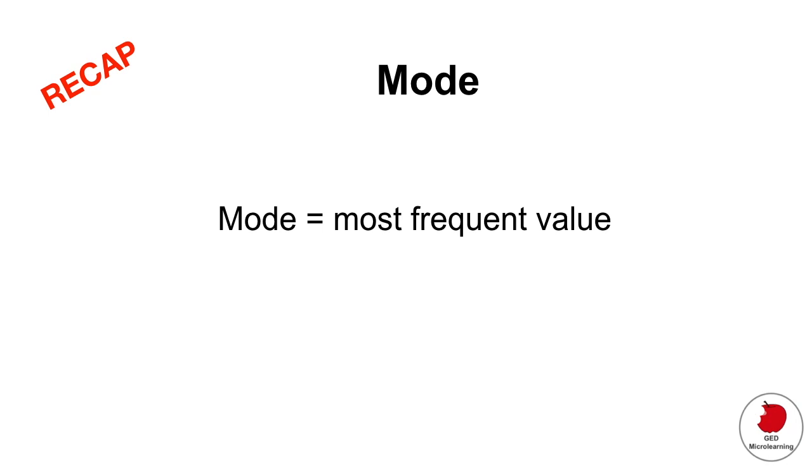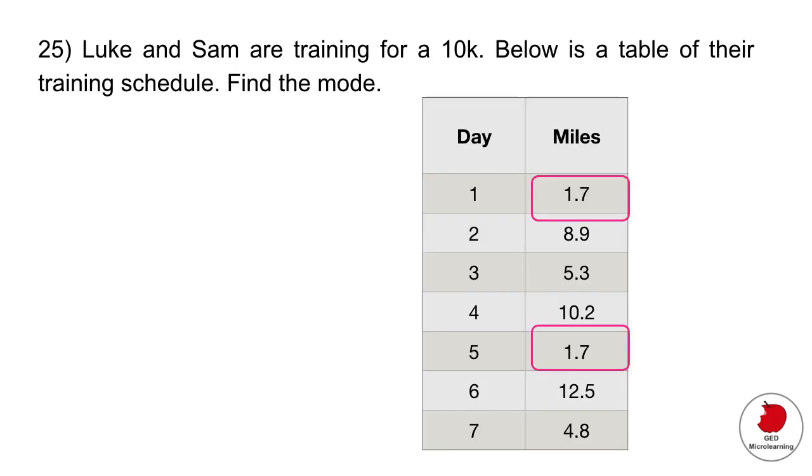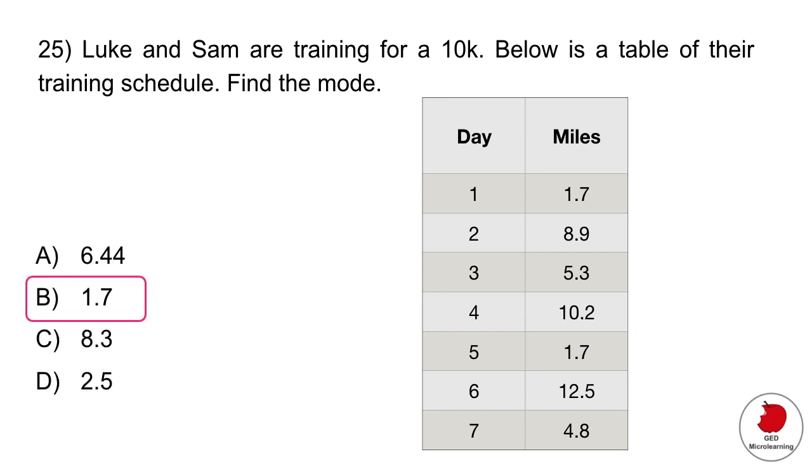So if we look back at the table and we look at the number of miles, you can see that the most frequent number is 1.7 miles. Okay, so that's the number that comes up more frequently. So that would be your mode. Pretty straightforward. You don't have to do any operations. Just remember what mode means.